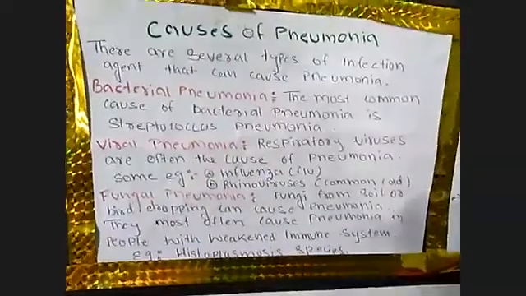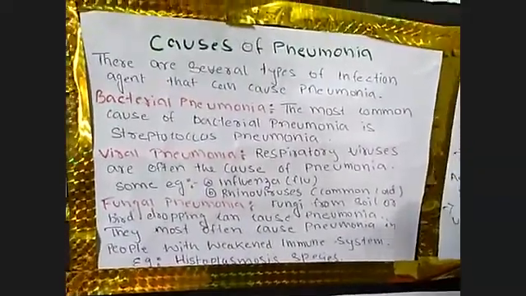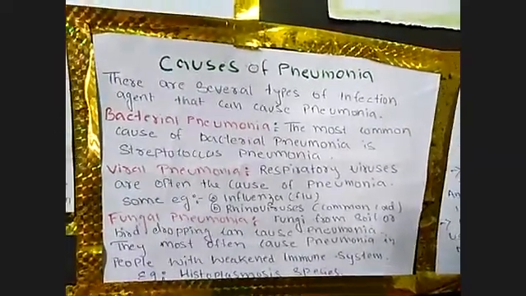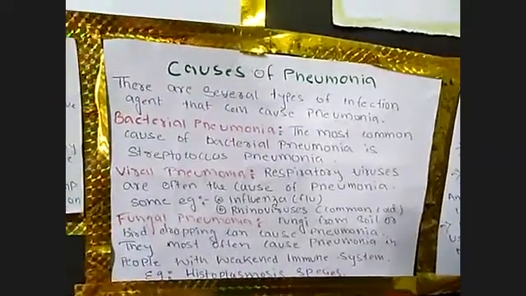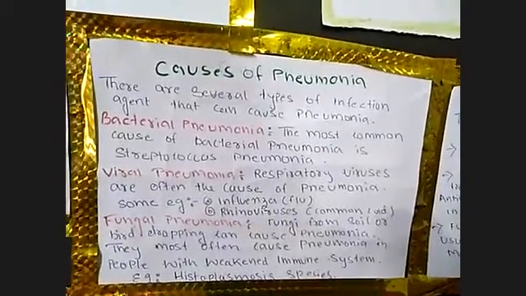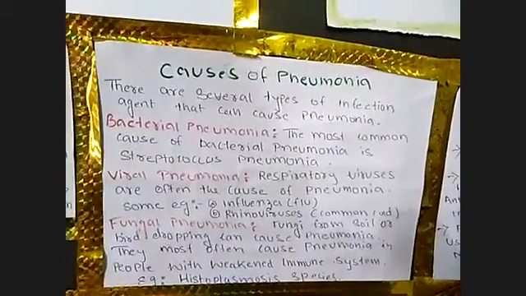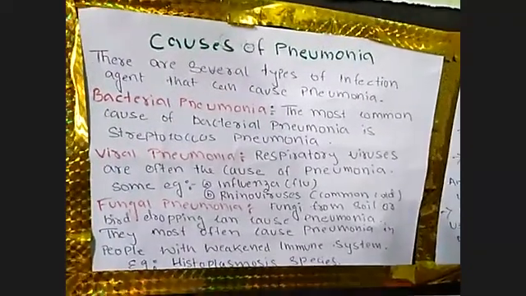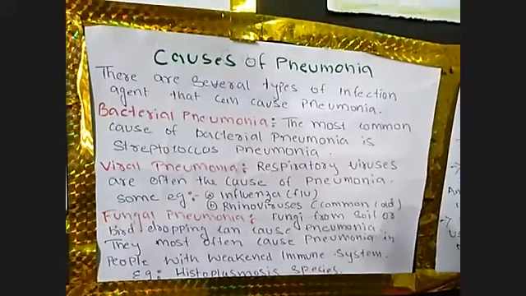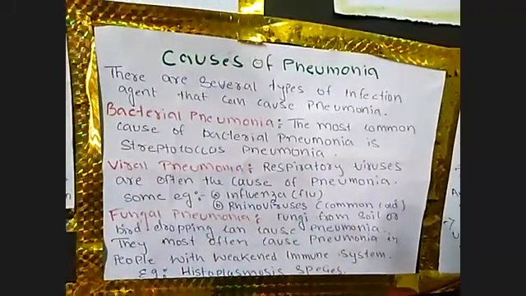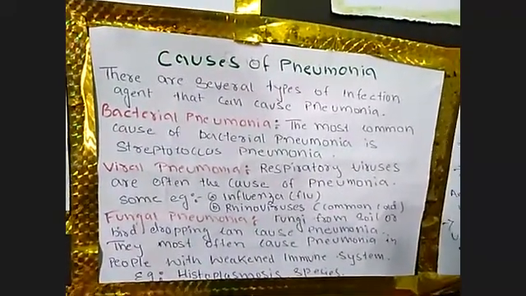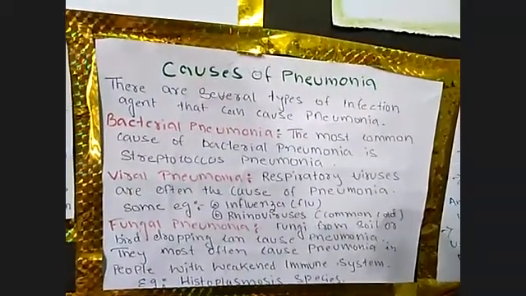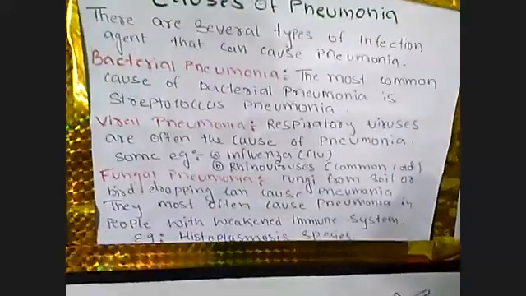Causes of pneumonia. There are several types of infectious agents that can cause pneumonia. First, bacterial pneumonia. The most common cause of bacterial pneumonia is Streptococcus pneumoniae. Viral pneumonia: respiratory viruses are often the causes of pneumonia. Some examples are influenza and rhinovirus. And fungal pneumonia.